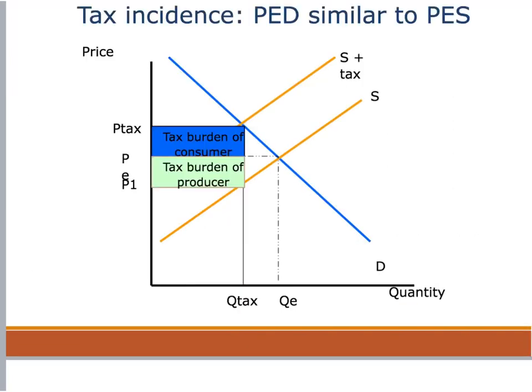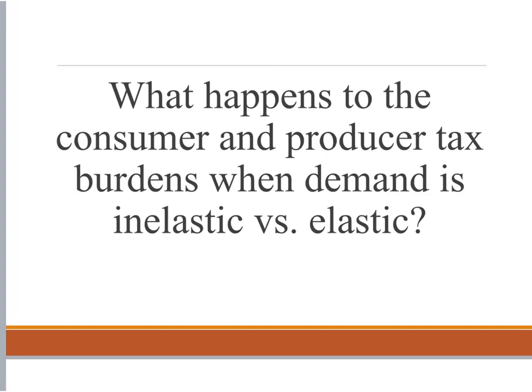When price elasticity of demand and price elasticity of supply are similar, consumers and producers share the burden of the tax equally. Consumers pay more and receive less output. Consumers' and producers' surplus decline equally in all likelihood, and therefore market size is reduced from QE to Q taxed. But what happens to the consumer and producer tax burdens when demand is inelastic or elastic? Let's explore.